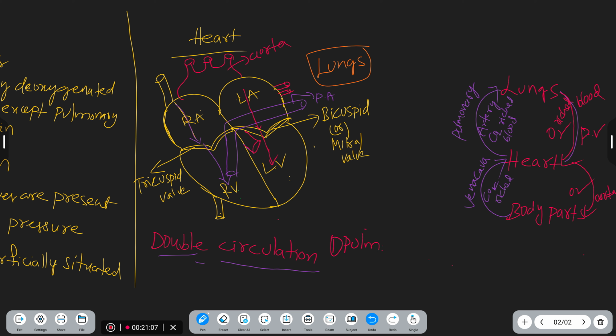pulmonary circulation and systemic circulation. Okay. Double circulation includes pulmonary circulation, systemic circulation. Understood? So now what is pulmonary circulation? What is systemic circulation? Wherever the term pulmonary comes, it refers to what?